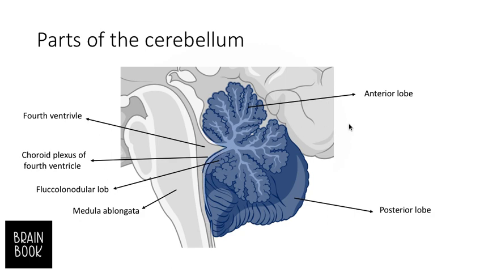In addition, we have the anterior lobe of the cerebellum and the posterior lobe of the cerebellum, and also a part here, the folliculonodular lobe.